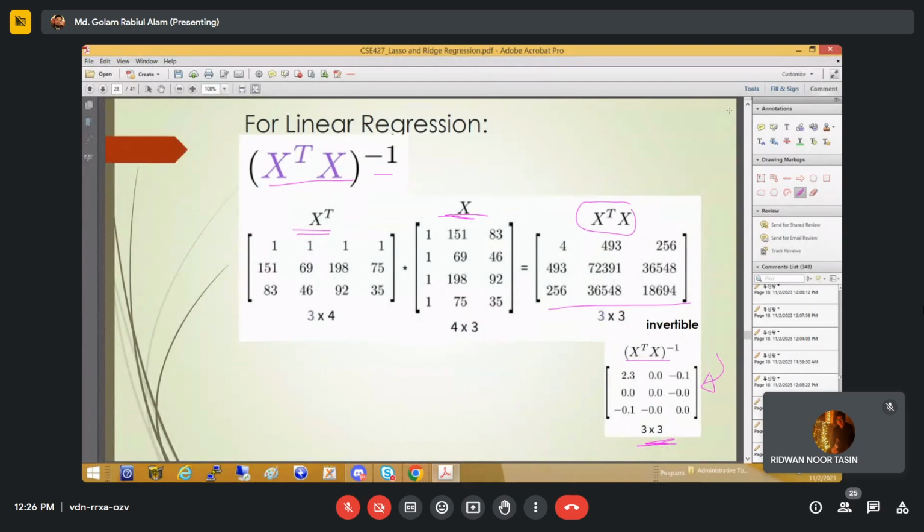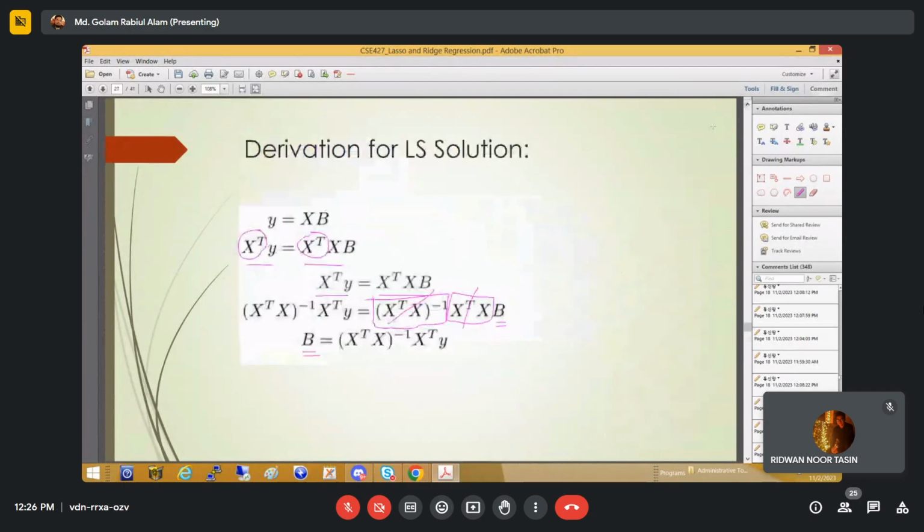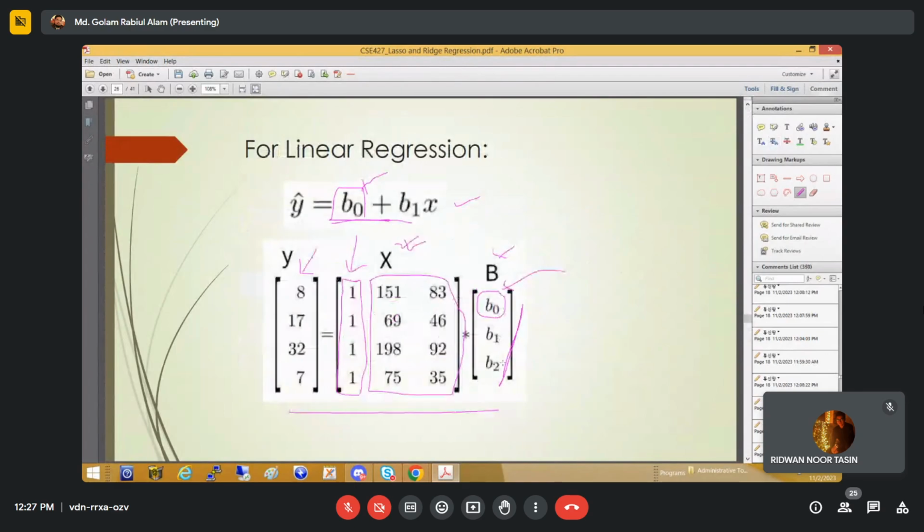So to solve this equation, we have x transpose x inverse, then we again calculate x transpose y, which we can calculate easily, and then multiply these two, and we will get b. What is b? b is our parameters, b0, b1, and b2. So we will get the intercept and slope values.